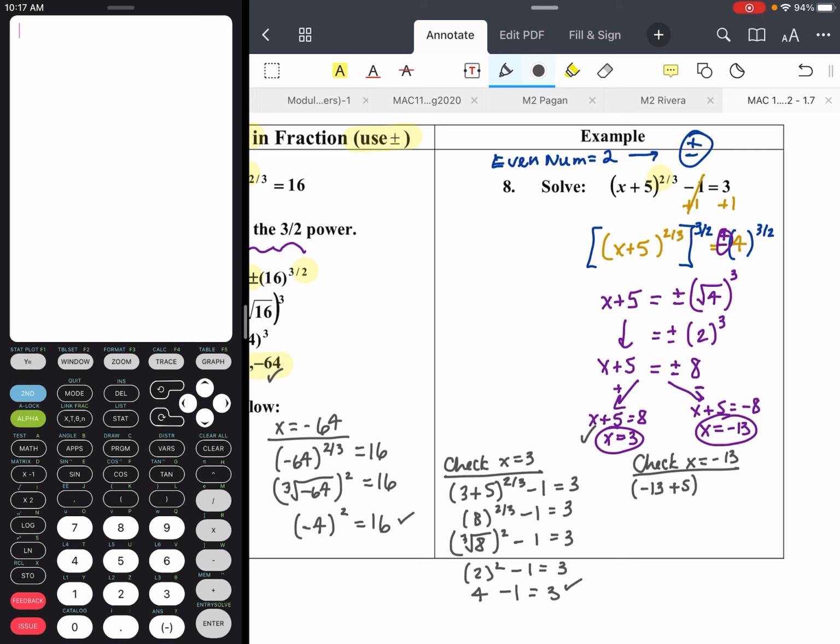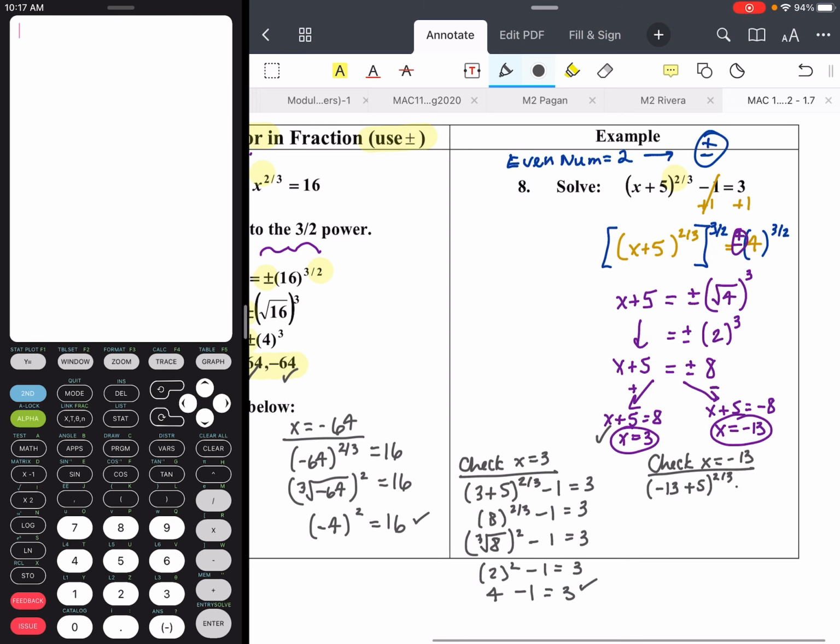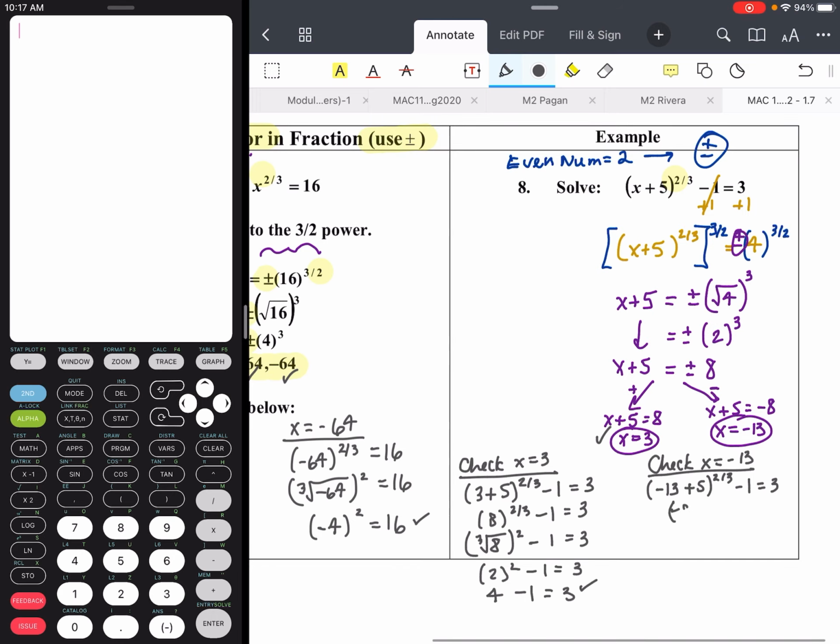Now let's check x equals negative 13. Negative 13 plus 5 to the power 2/3 minus 1 should equal 3. Negative 13 plus 5 is negative 8 to the power 2/3 minus 1 equals 3. So the cube root of negative 8 raised to the power 2 minus 1 should equal 3. The cube root of negative 8 would be negative 2 raised to the power 2, minus 1 should equal 3. And this will be positive 4 minus 1 equals 3. So that works. So negative 13 works as well.